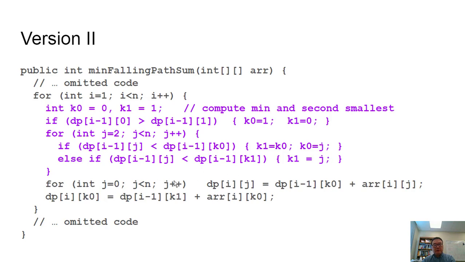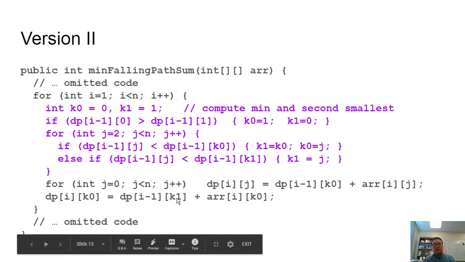Then here, the next loop just uses the minimum, k0 is the minimum. And then for k0 itself, we're going to use the second minimum. Constructing the final answer is the same as version 1.